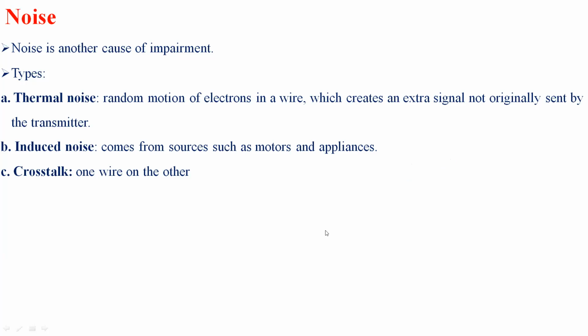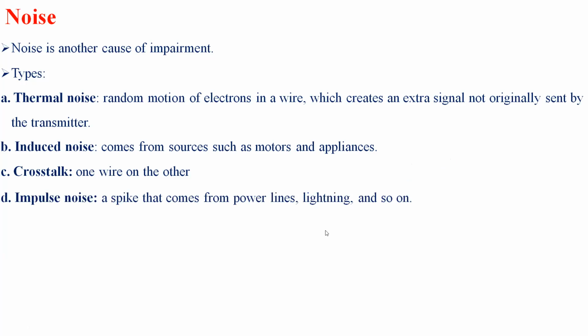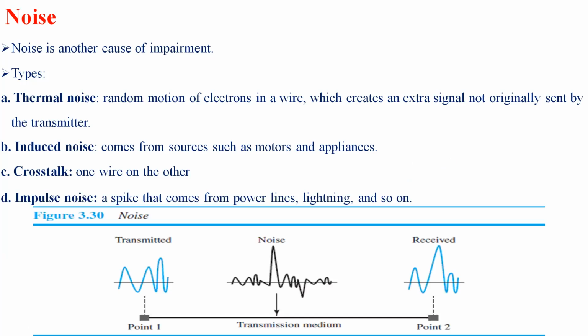Next, we have impulse noise. It's a spike which comes from power lines or lightning. Impulse noise will eventually be generated in the case of cables, in the case of large motors or large electrical appliances, and in the case of turbines. So impulse noise is a spike that comes from power lines.